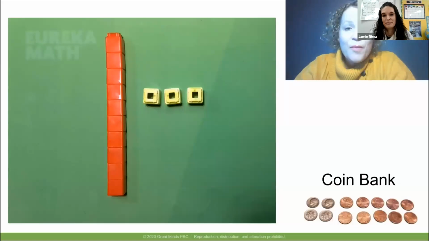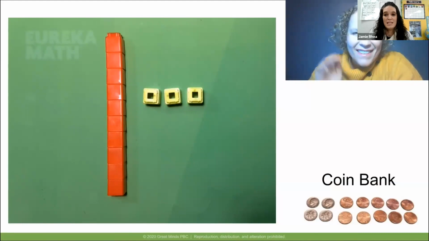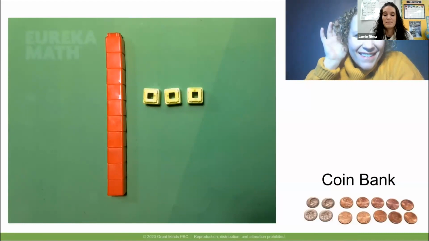There's that word again. Value means how much something is worth. Can you say value? Value. And what does it mean? How much something's worth. Excellent job. How many tens and ones are there? There's 1 ten and 3 ones.